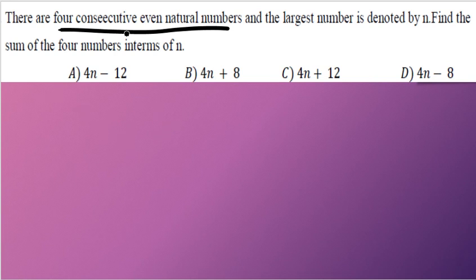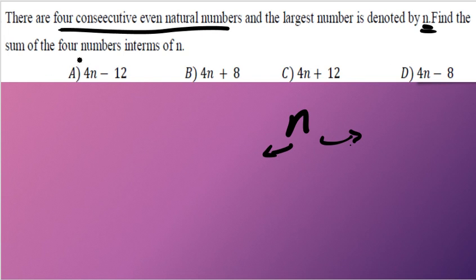Then 4 consecutive even natural numbers, and the largest is denoted by n. The largest is n, that means the others are before, not after. We are not going to think of the next numbers. We are trying to think of the predecessor even numbers. Predecessor means the numbers before. Successor means the next one. We are talking about even numbers, but predecessors.